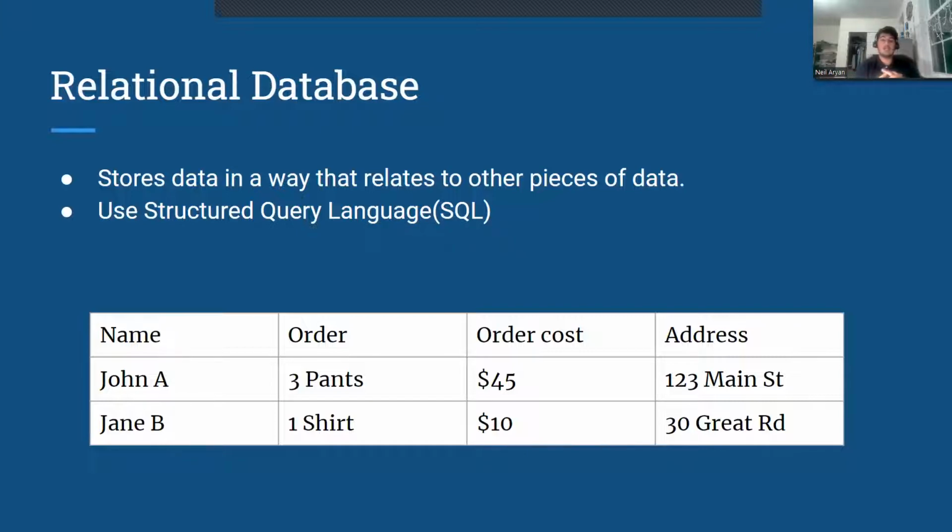And I can explain. Let's say you're the person who's delivering or packaging this. You would have to say, okay, the name on this package is John A. John A ordered 3 pants. The order cost for these 3 pants is $45. Now the $45 should be charged from John A's bank account if they have that information stored, and it should be delivered to 123 Main Street.